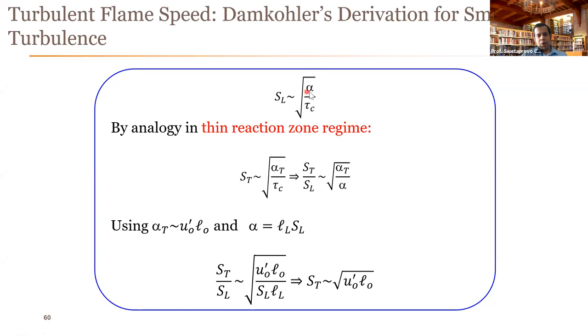what happens in the thin reaction zone is that because the reaction zone has remained unaffected, we can just replace this thermal diffusivity, which is a molecular thermal diffusivity essentially, with the turbulent thermal diffusivity. Whereas we can keep this chemical timescale identical to the chemical timescale that we encounter in the laminar flame. So if we do that, we can just write the ratio of ST by SL as the square root of the ratio of the turbulent thermal diffusivity to the actual thermal diffusivity.